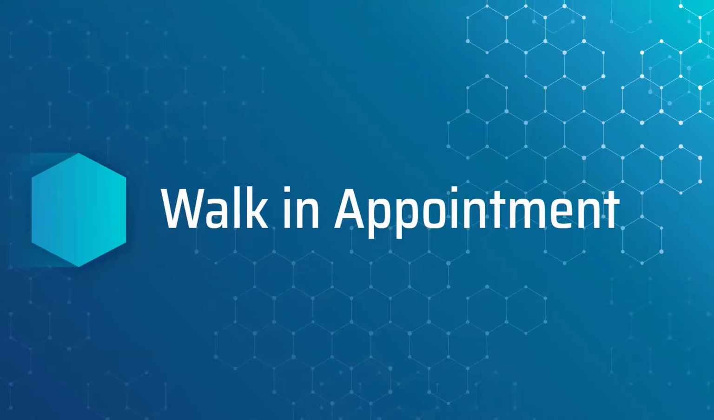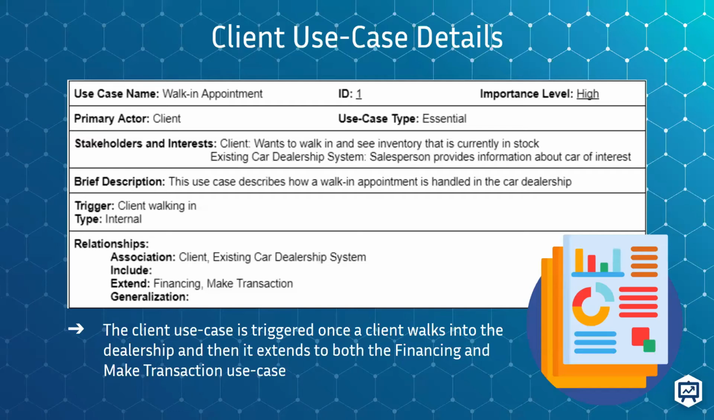I will be going over the walk-in appointment use case with clients. So for this use case, the primary actor is the client, and when a client walks in to the dealership, they want to see what inventory is currently in stock. This will work with the existing car dealership system that we have for the salesperson to provide the information about the car of interest. So the trigger is the client walking in, and the relationships that we have for association would be the client as well as the existing car dealership that we have. And we will extend to the financing use case as well as the make transaction use case.